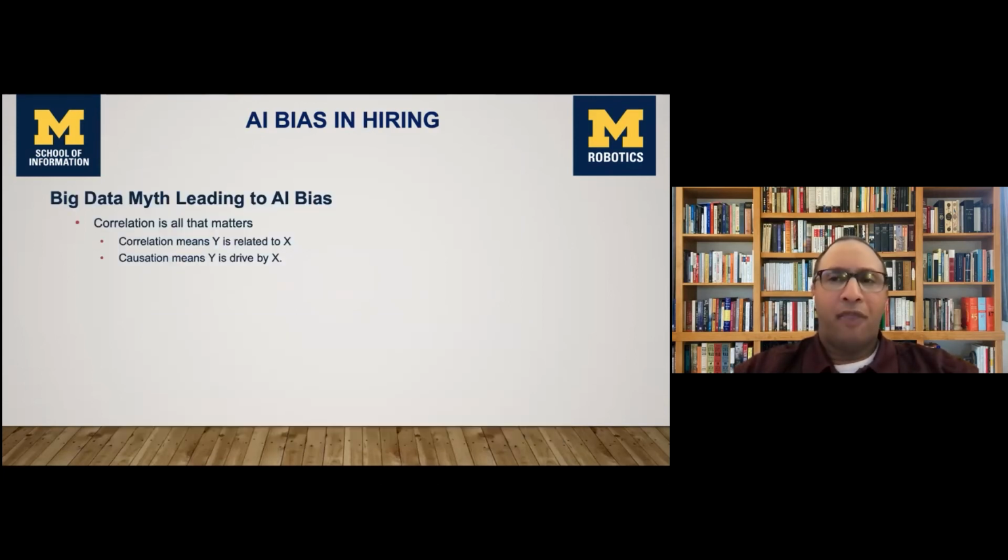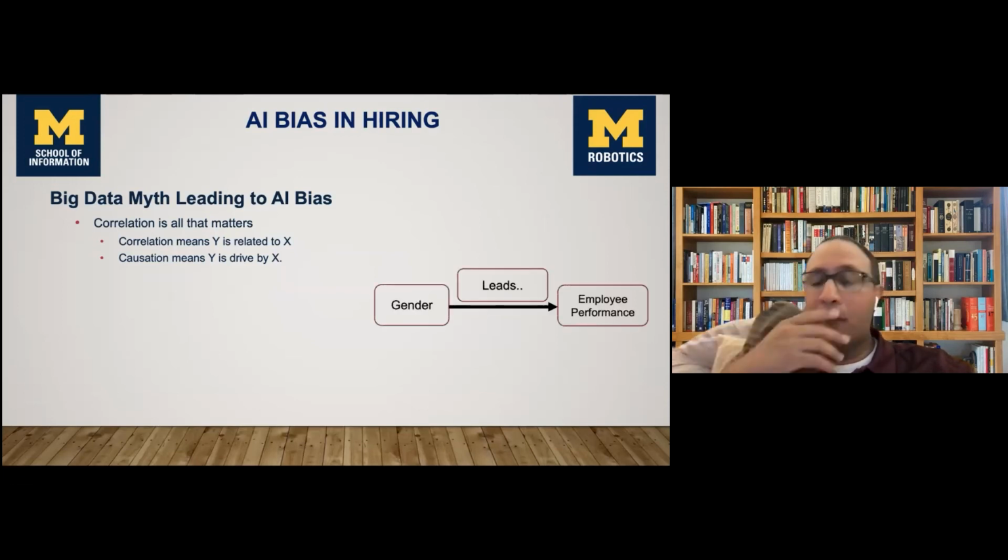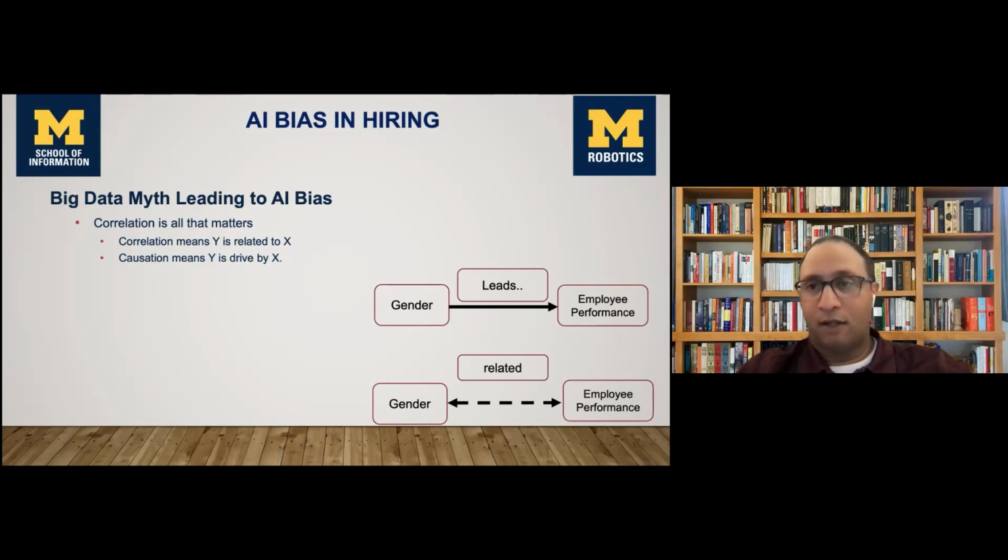First of all, this leads to a problem. I tell my students, correlation is not causation, right? Correlation is that X is related to Y, which is different from causation, which is that Y is the driver of X. Let me give an example. Let's suppose we discover in our previous iteration that gender was actually a strong predictor of performance. Well, even if we found a significant relationship, it wouldn't mean that gender predicts or leads to performance. It would mean that they are related, and even then, we wouldn't know why.